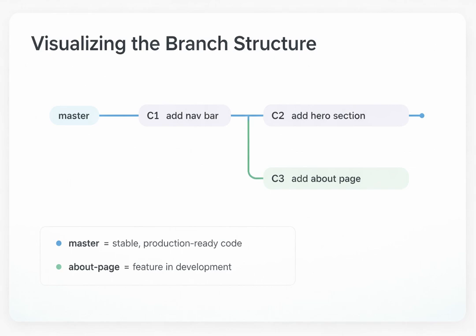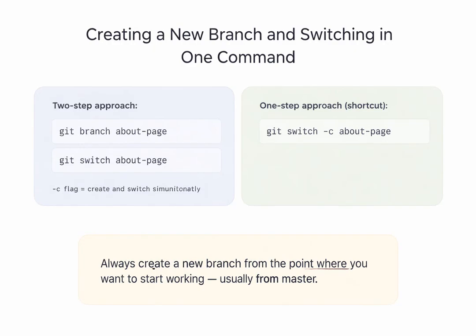This is the typical workflow. Master holds your stable, production-ready code, and feature branches hold work in progress. You can have as many branches as you need, one per feature, one per team member, whatever makes sense for your project. The instructor also mentions that you can create a branch and switch to it in a single command.